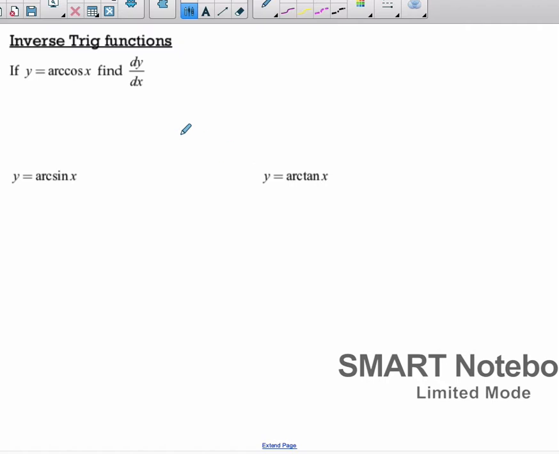Okay, next we're going to look at some inverse trig functions, and they're very easy to derive the formulas for these. The formulas for all three of these are in the formula booklet. Okay, but they're easy to derive if we draw a triangle.